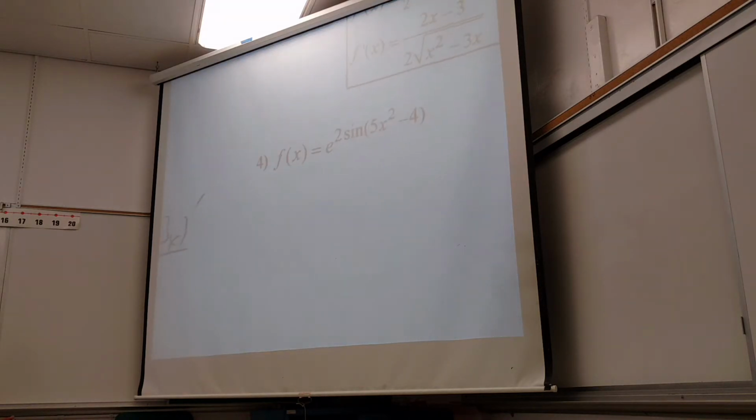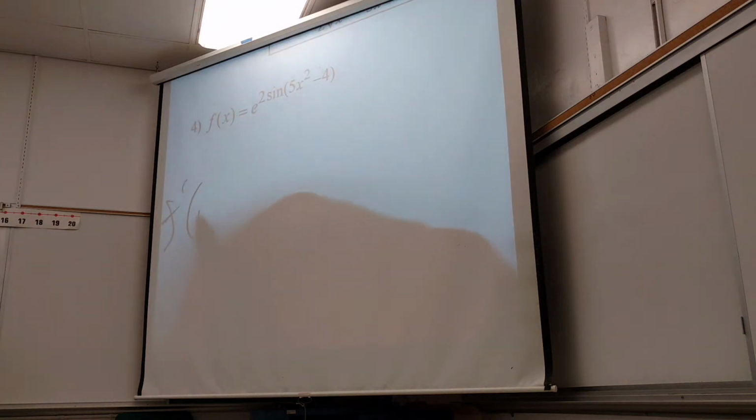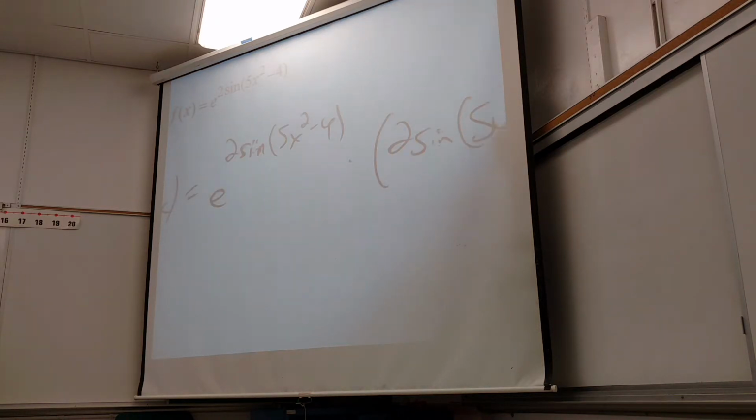So what about this bad boy? That's yummy. So what's the outside function? E. I love it. So derivative of e to stuff is what? E to stuff. So let the first step be easy. Times, now you take the derivative of the inside of the stuff.